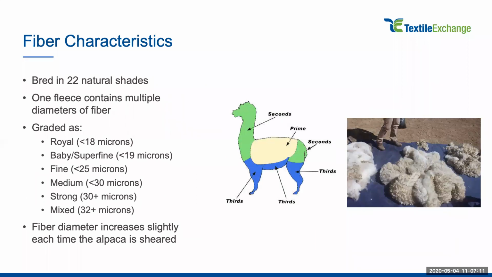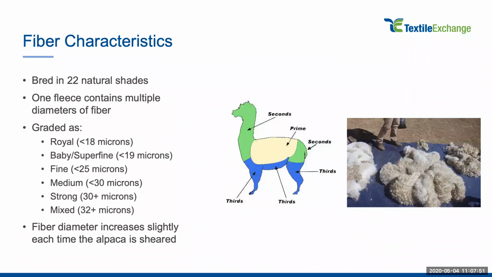Alpacas are naturally bred in 22 shades, so there's a wide variety of natural color available, although most of them are bred in white because it's the easiest color to dye for processing. One fleece will contain multiple diameters of fiber, and they're graded as royal, baby, superfine, fine, medium, strong, and mixed, with the micron grades listed next to them. And these can vary slightly depending on the country and the supplier in terms of the grades, but this is largely what the classifications are listed as.